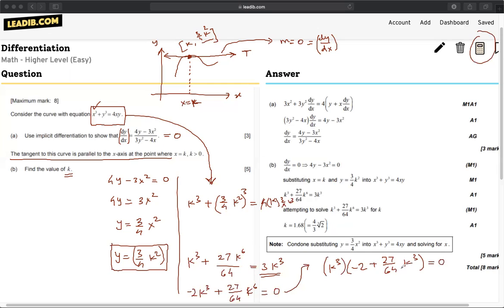So you've got a product of these two terms equal to 0. So k cube is equal to 0 is one condition. Or I'll get the other condition as negative 2 plus 27 over 64 k cube is equal to 0. We will discard k cube equal to 0 because there is a condition here: k is always greater than 0, so it is not going to be equal to 0. So we can discard that. And from here, you will find the value of k. This is k cube, and the k value will work out to be 1.68. That is the answer to this question.